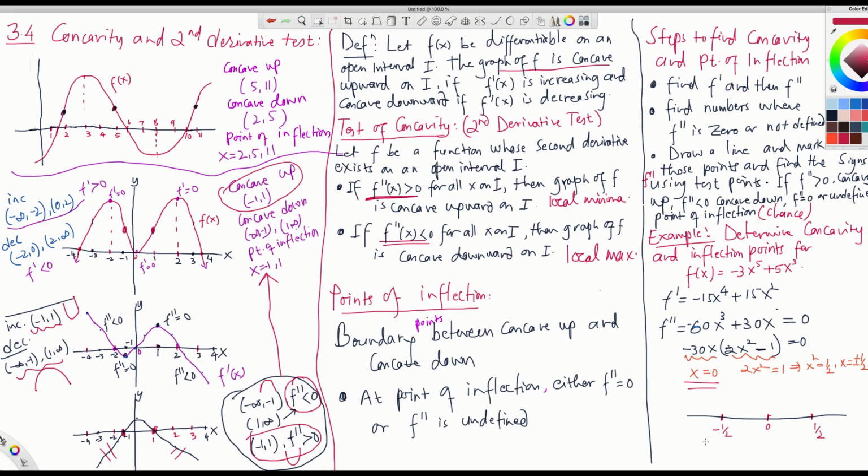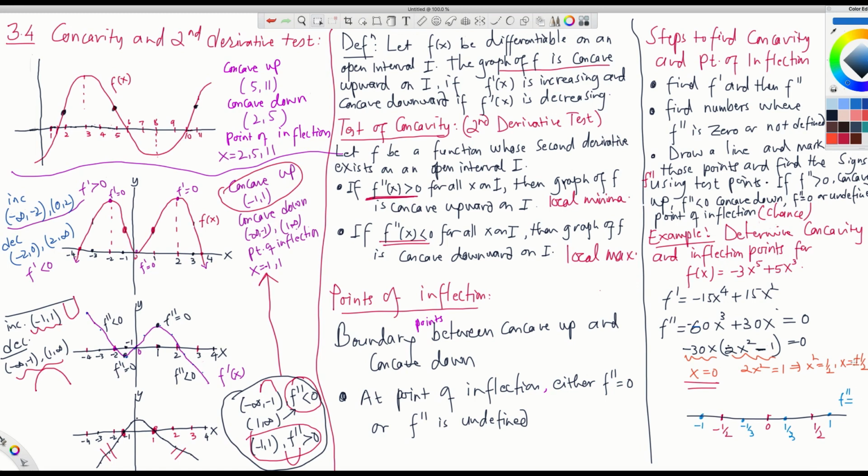So we want to know where it is concave up and concave down. You see that? So how do I do that? I take test points. I take a test point here. Let's take negative 1. Let's take negative 1/3. Let's take positive 1/3. And let us take positive 1. And then we will check the sign of f double prime. What is f double prime? f double prime is equal to, you can plug in here or here, negative 60x cubed.